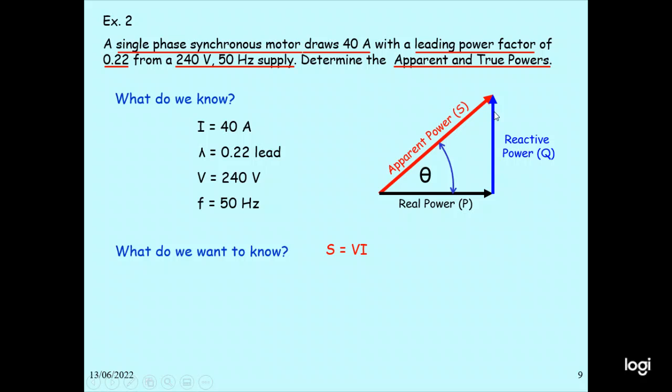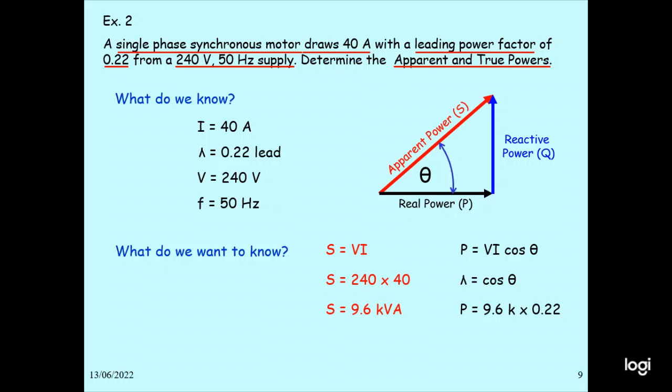In this case, apparent power, this is real power, reactive power, this is the angle. S equal to V into I, 240 multiplied by 40, you get 9.6 kVA. P equal to VI cos theta. The cos theta value is given, so the power equal to 9.6 multiplied by 0.22, you get 2.1 kilowatt.